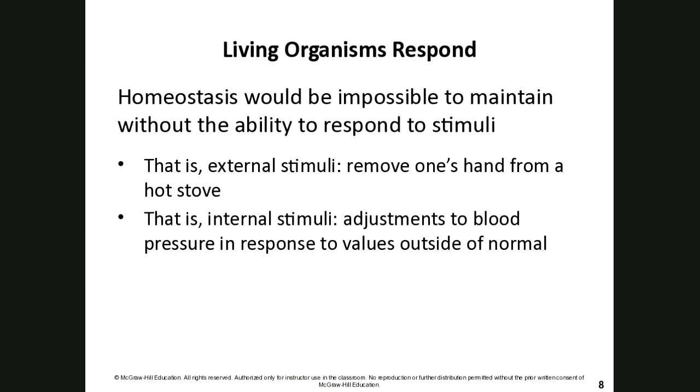So homeostasis itself would be really hard to maintain without your body's ability to respond to a stimulus. The body has an ability to recognize when it's kind of out of whack. So if your body temperature is either too high or too low, there's a special part in your brain that can detect that and then lead a cascade of events that will get that body temperature back into the normal range. So as your notes say, for external stimuli, an example is removing your hand from a hot stove. For internal stimuli, an example is adjusting your blood pressure in response to values outside the normal, kind of the same as what we talked about with body temperature.